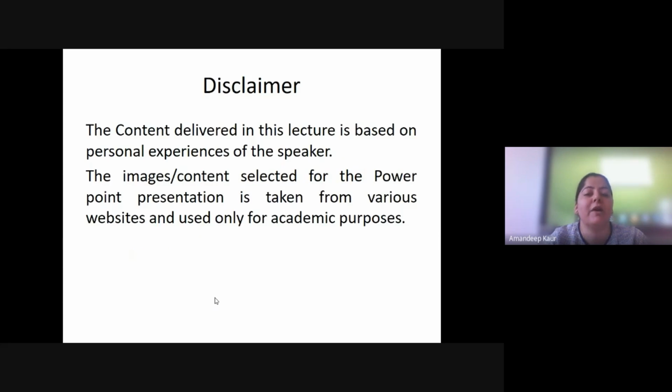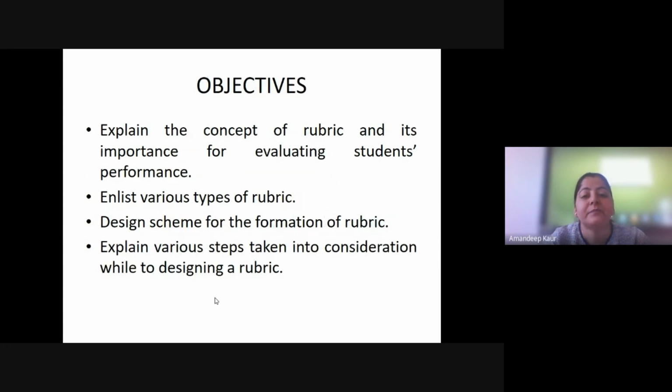In this session, we are going to cover what we mean by rubric, why it is important for evaluating student performance, what the probable types of rubric are that the teacher can design, what the standard format is that we use for the design of the rubric, and what the different steps are that we need to consider when it comes to designing a rubric as an evaluation tool.